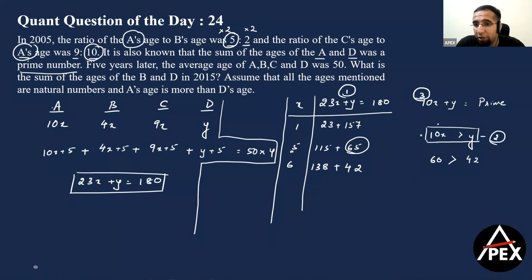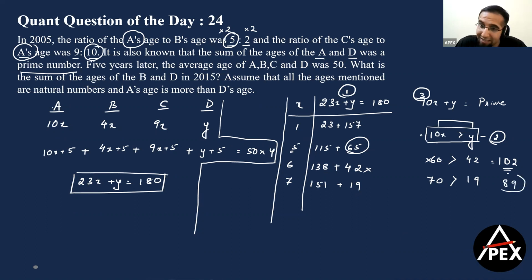Now 60 plus 42, I repeat, 10x plus y should be a prime number. Now 60 plus 42 is giving me 102. Now 102 is an even number. No even number is a prime number except 2. So this case is not acceptable. Now let's take x is equal to 7. If I take x is equal to 7, 23 into 7 is 161 and y becomes 19, which means 10x will be 70 and y will be 19. We are satisfying the condition that 70 is greater than 19 and 70 plus 19 is 89, and yes, 89 is a prime number.